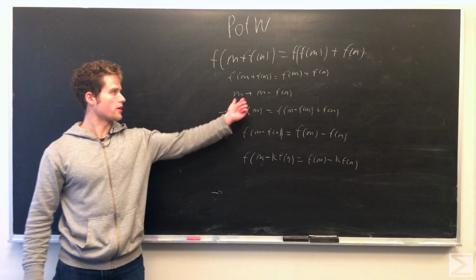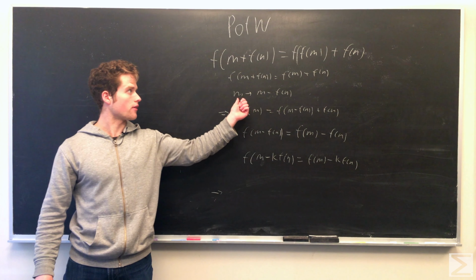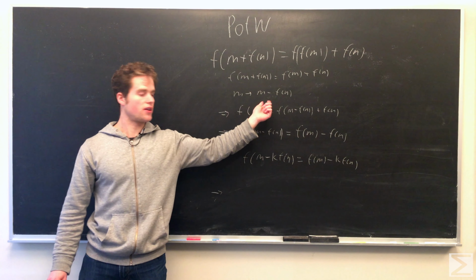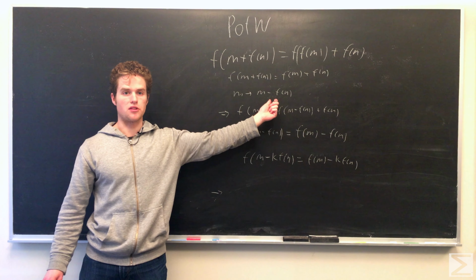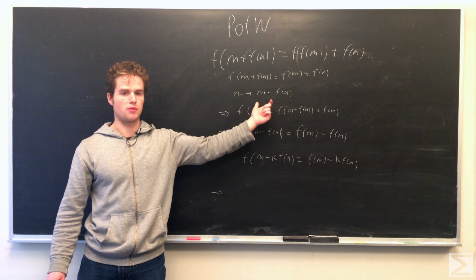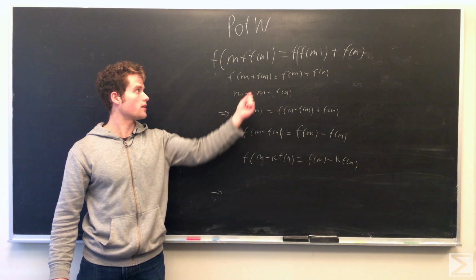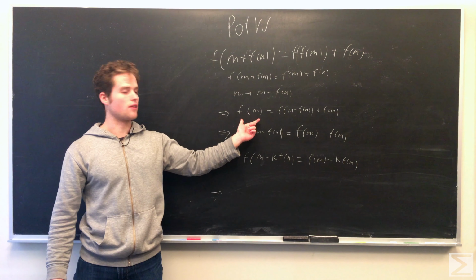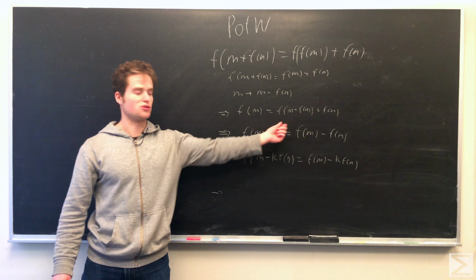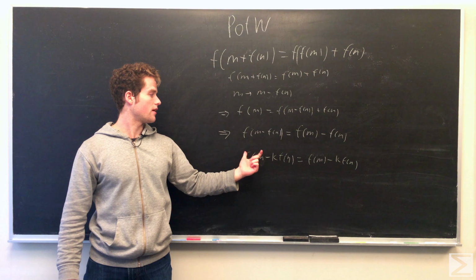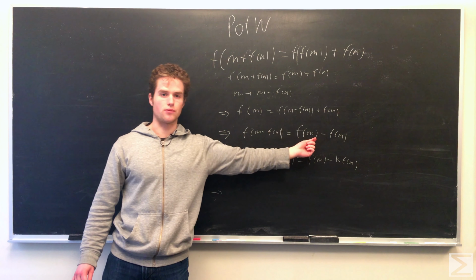Another thing we can do, we can plug in m minus f of n for m here, being careful that this m minus f of n is greater than or equal to 0, because we still want to be in the non-negative integers where this is defined. So doing that, we get f of m equals f of m minus f of n plus f of n. If we subtract off f of n from both sides, we get f of m minus f of n equals f of m minus f of n.